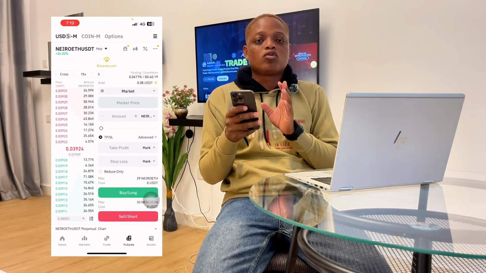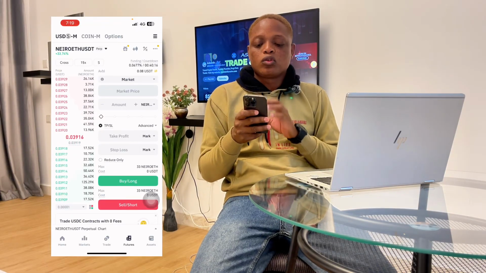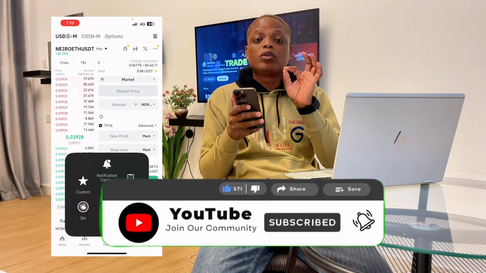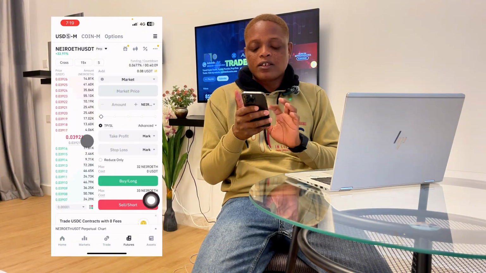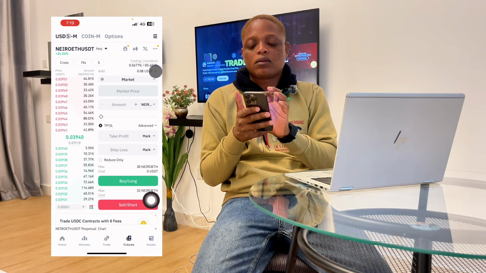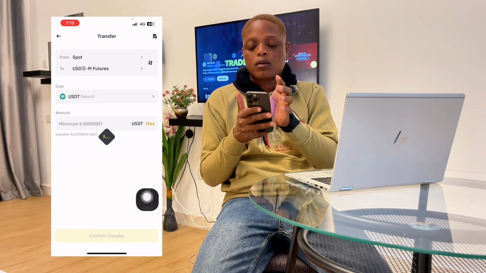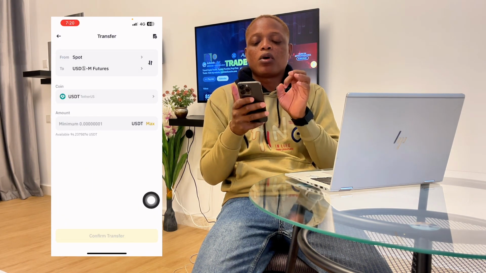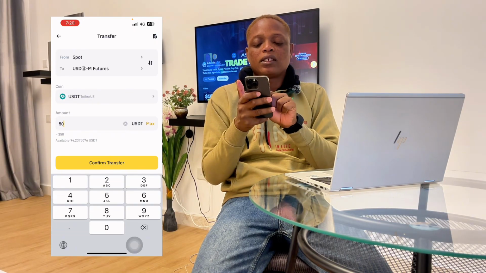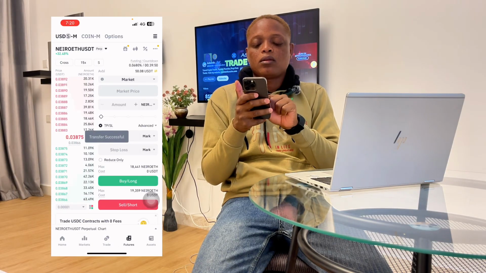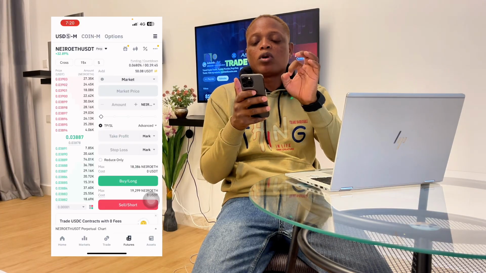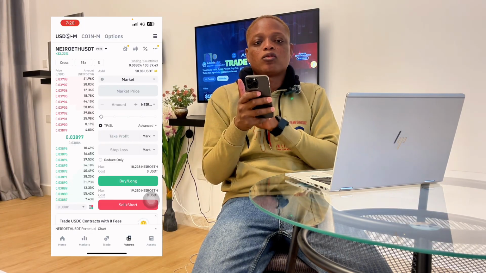So in this case, I'm just going to show you how to take the trade. To take the trade, we need to deposit money into our margin balance. To do that, I just click on the available balance here. Once I click on it, we are going to transfer money from our spot wallet to our trading account. Like I said, let's start with $50. I'll just confirm. Now I've transferred $50 from my spot wallet to my trading account on futures.